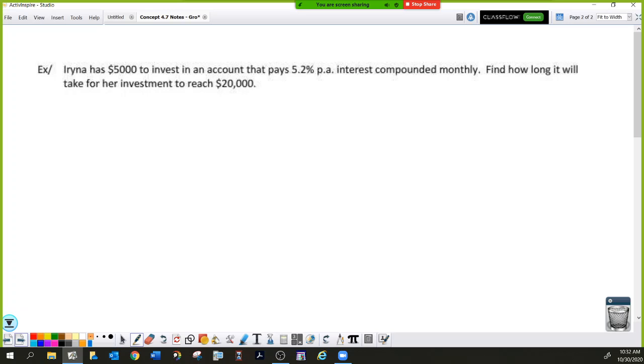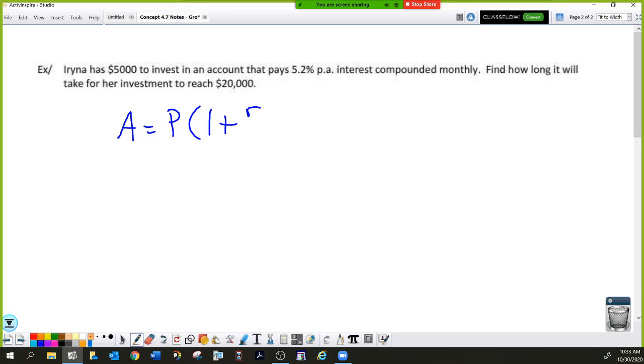Irina has $5,000 to invest in an account that pays 5.2% per annum interest compounded monthly. For how long? Find how long it will take for her investment to reach $20,000. So it's the same question, only now we have to use the compound interest formula. Now, because we're compounding more than once per year, we would expect this to reach that $20,000 faster than 27.3 years. How much faster? Honestly, I don't know. Let's find out. But I will use this formula.